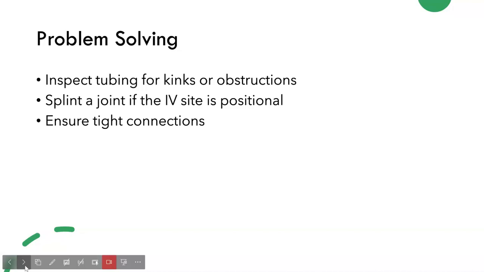If it is positional, maybe your patient has an IV in their antecubital region where the bend of their arm is, it's going to beep a lot. So there are different devices to kind of help remind the patient to keep their arm still or straight or whatever, but ideally it's just best not to put IVs there in the first place. And then you also want to make sure that you ensure tight connections, so the medication tubing is all secure, it's not running out, it's actually going to the patient.